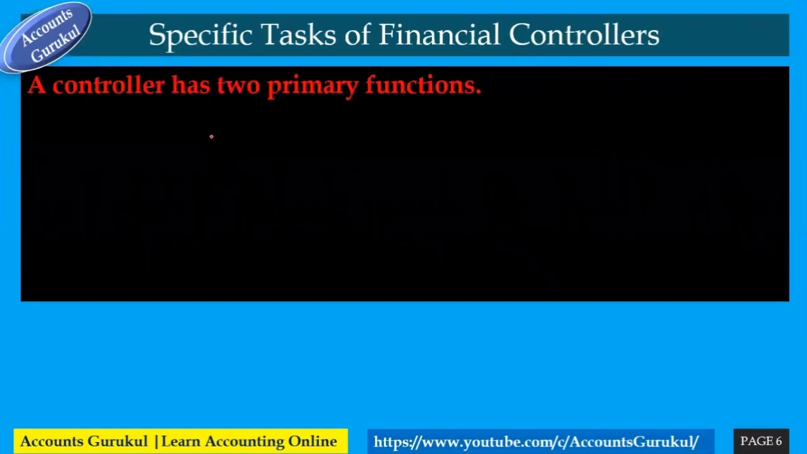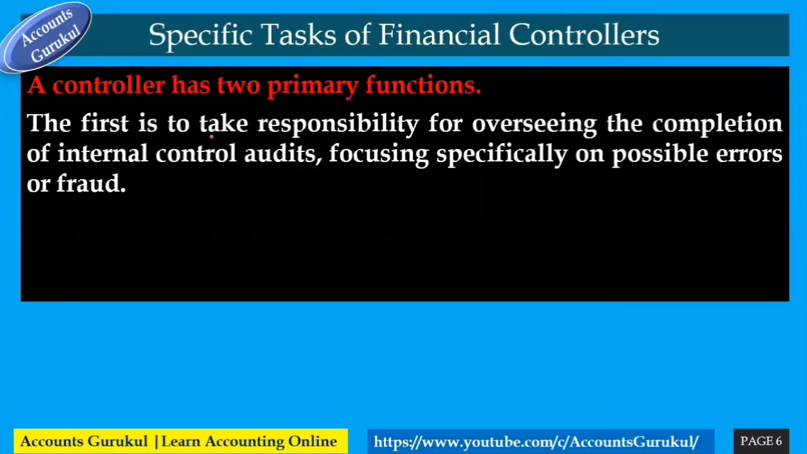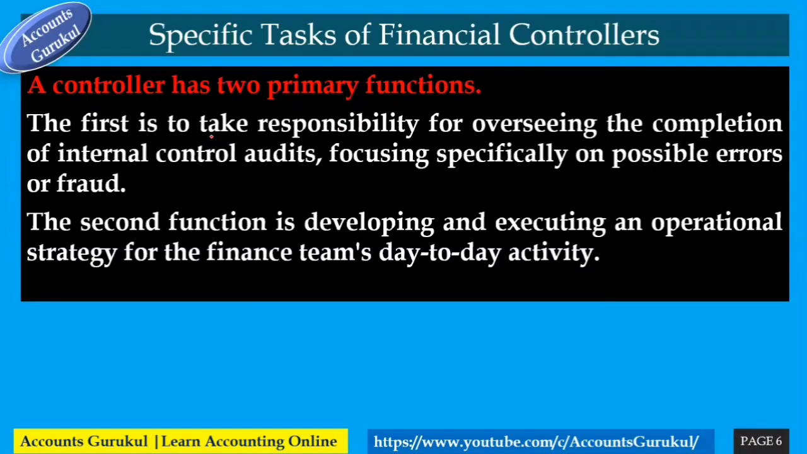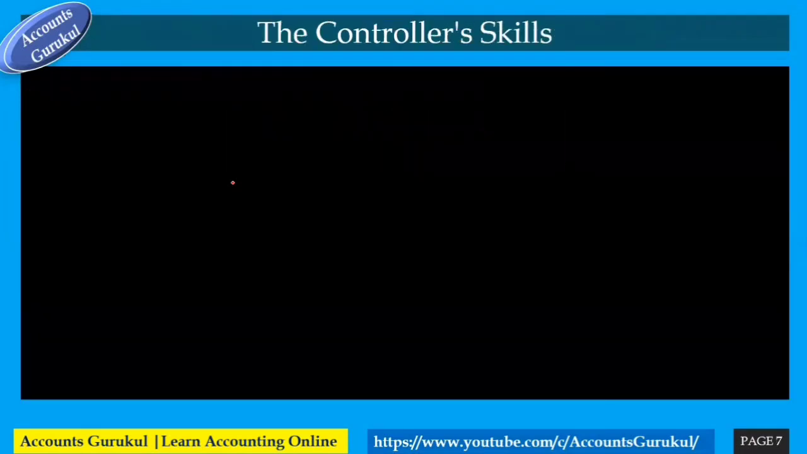The specific task of a financial controller is that a controller has two primary functions. The first is to take responsibility for overseeing the completion of internal control audits, focusing specifically on possible errors or fraud. So the controller's key primary responsibility is to oversee the completion of internal controls, audits and accounting, and he has to focus on possible errors or fraud. And the second function is developing and executing an operational strategy for the finance team to manage day-to-day activity. So these are the two primary functions of a controller.